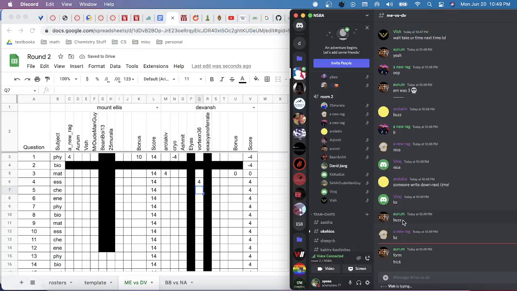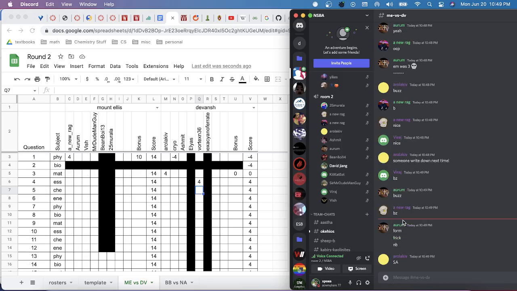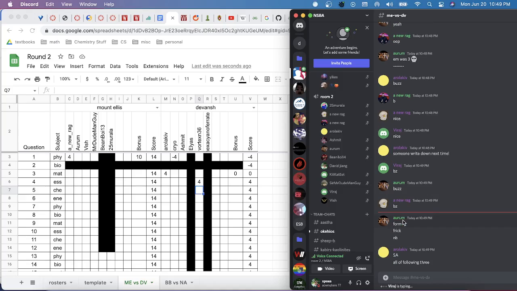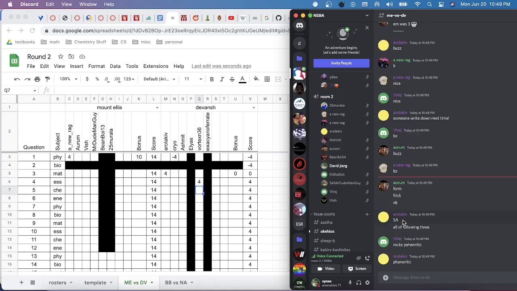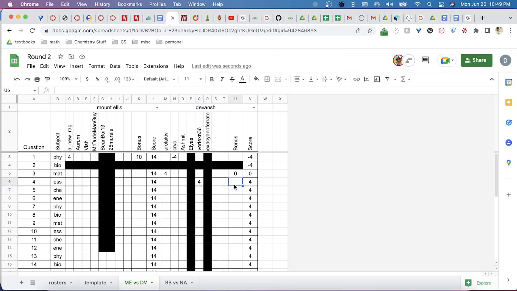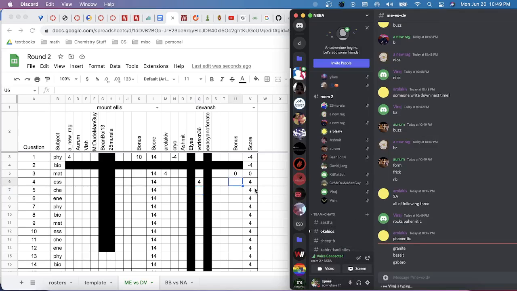Bonus Earth and space short answer. Identify all the following 3 rocks that have a phaneretic texture. 1 granite, 2 basalt, 3 gabbro. Should be 1 and 3. Yeah, like 1 and 3. Cool. 1 and 3 final. That's correct.